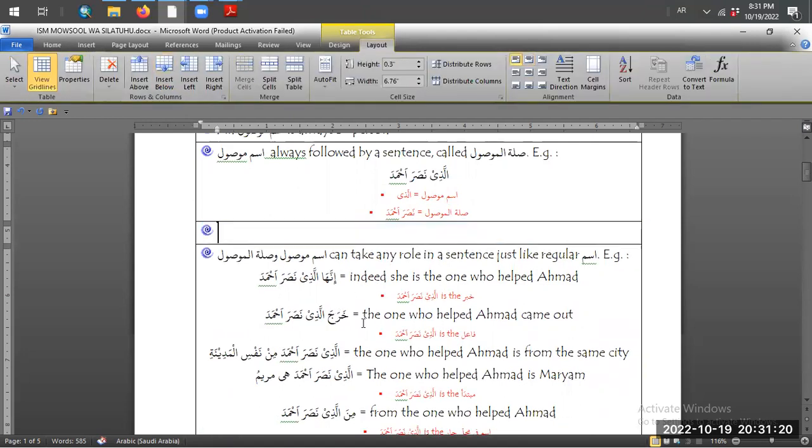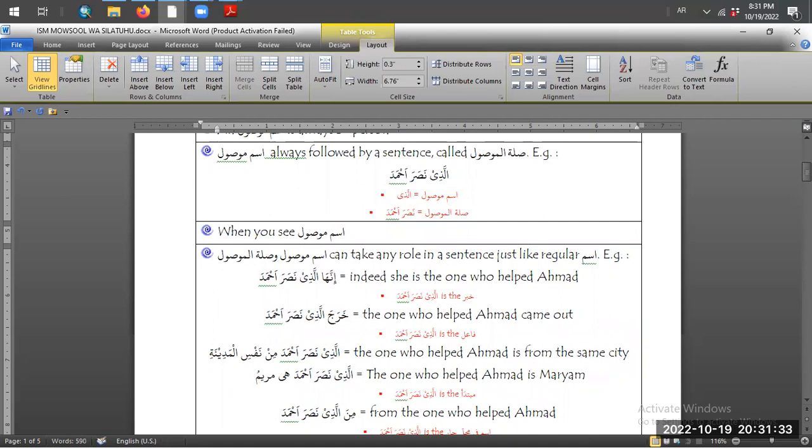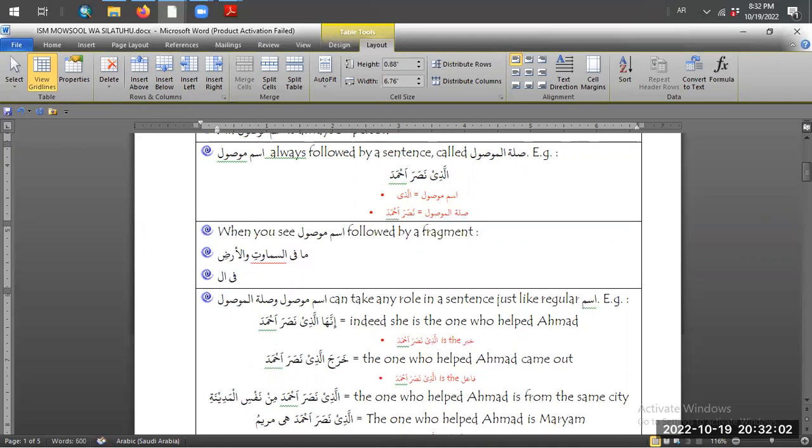Okay, how to say that? When you see an ism mowsool followed by a fragment, for example, like "bisamawati wal ardi", so "bisamawati wal ardi" is jar wa majrur. Fragment.